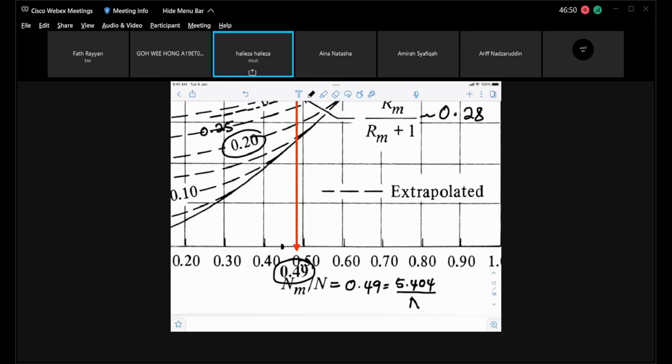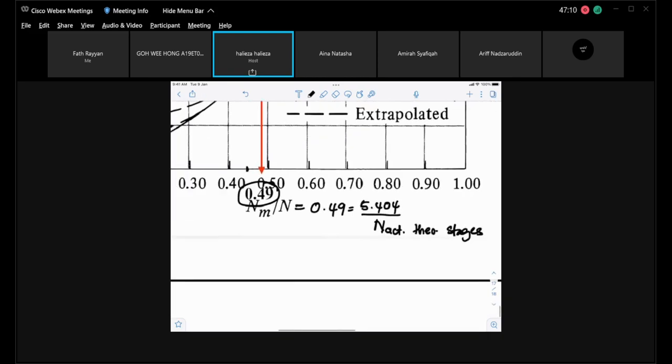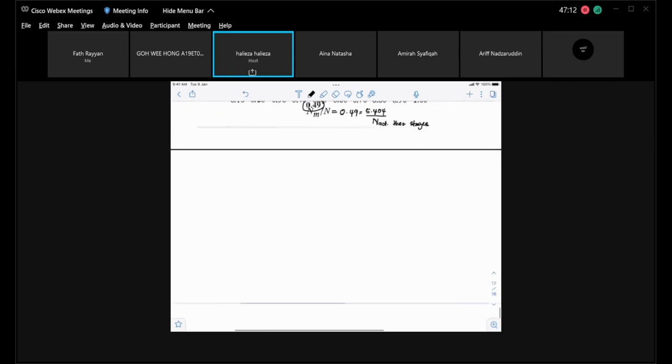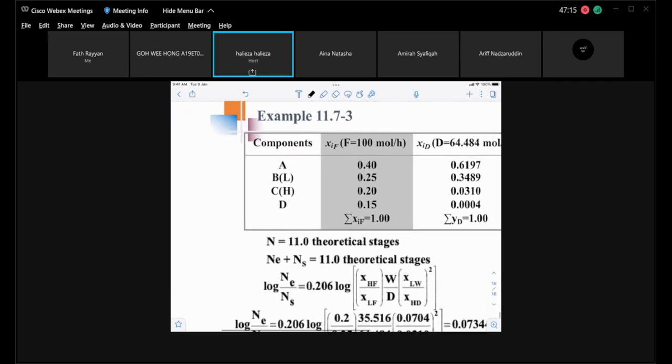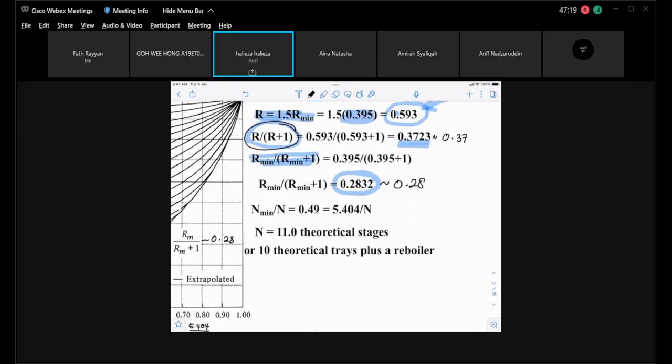And the only unknown left that we need to solve for is the actual number of theoretical stages. You can get that after you have managed to get the value of your x-axis. So now, if you solve for that, let's look at the solution, the answer. Where is the answer? There it is. You will get 11 theoretical stages. Still theoretical, not the actual stages.